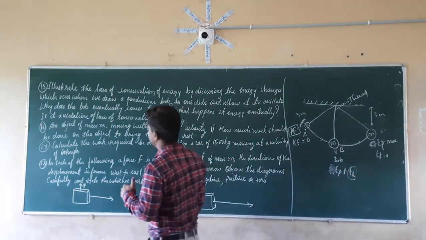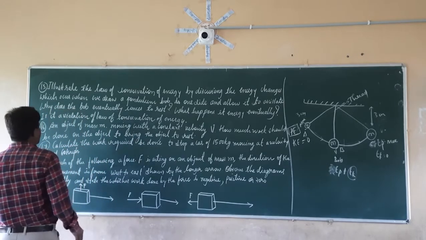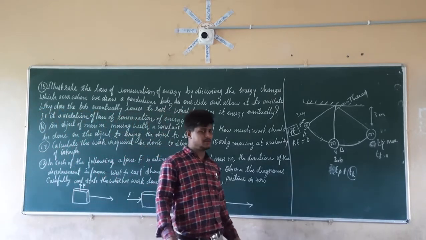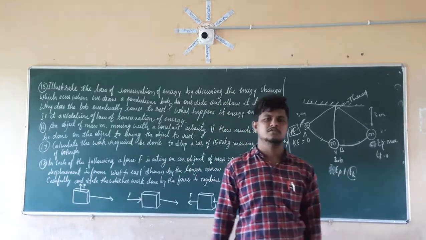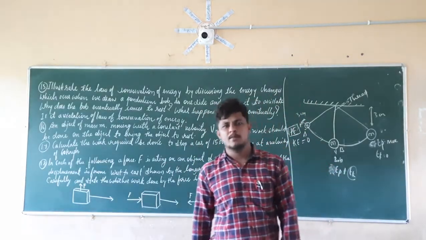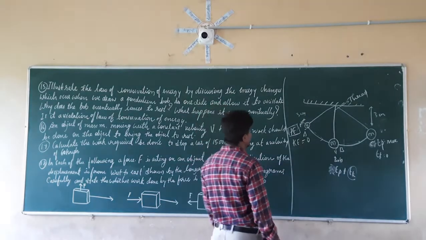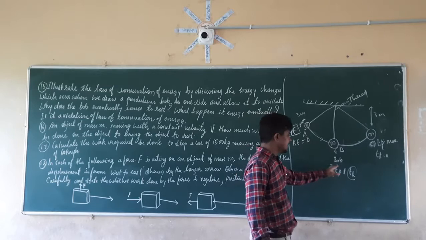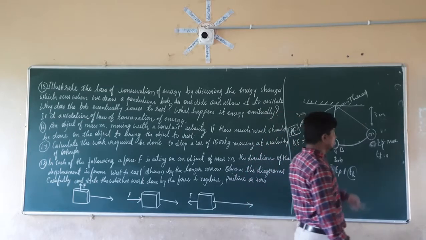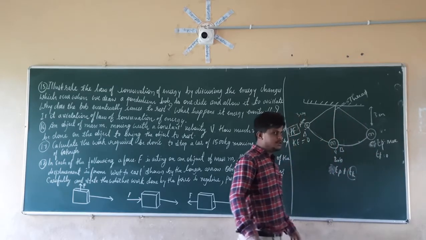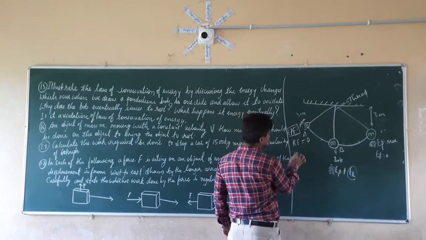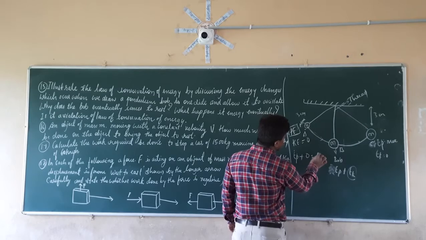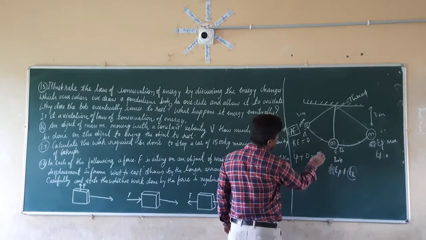Now the final question in the 13th question here: is it a violation of the law of conservation of energy? No. It is going to follow the law of conservation of energy. If you see at each and every point, the total energy will be constant. Here the total energy will be constant, here also the total energy will be constant. So if we check here, EP is higher plus KE is 0, it will be equal to EP.